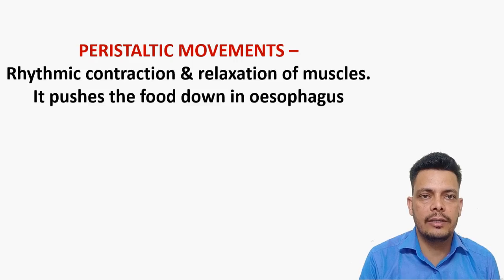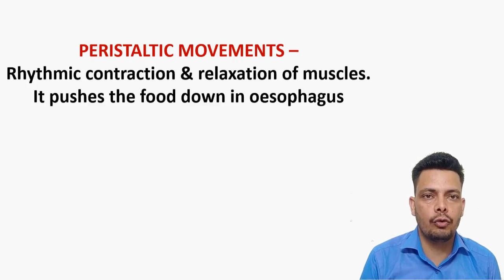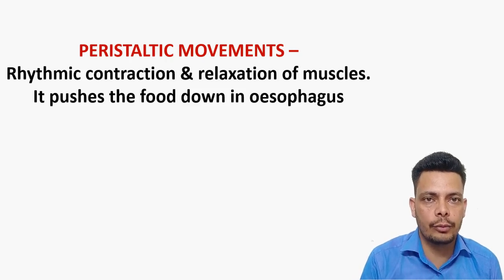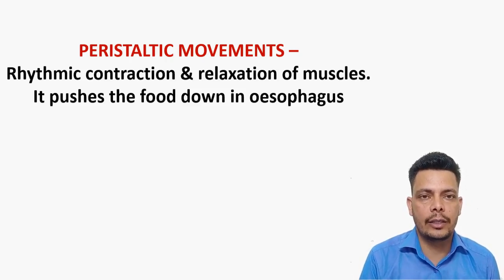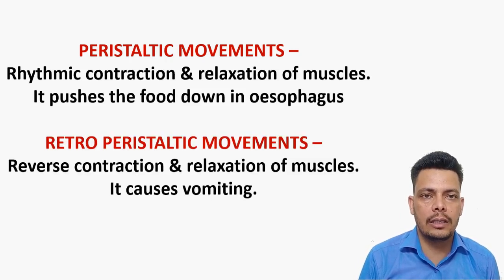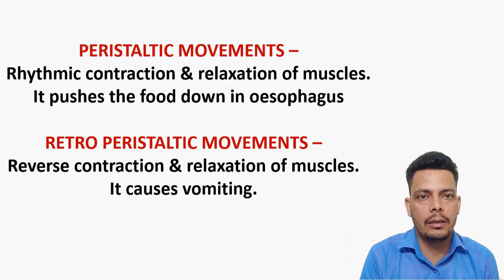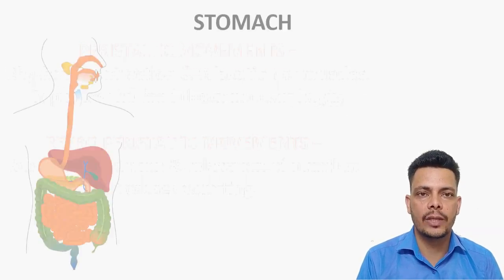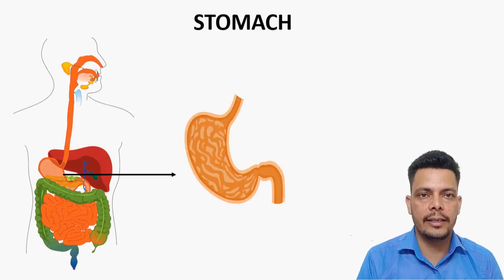And sometimes if food poisoning is there and some acidic substance is present in the food, and the food needs not to go into the small intestine, it needs to come out of your mouth, then that process is called retroperistalsis. Means the contraction and relaxation of the muscles present in the esophagus happens in the reverse way, and food is taken from the stomach and comes out through your mouth, and we call it vomiting. Now from esophagus the food goes into the stomach. There is no digestion in the esophagus, the food is just going down into the stomach.